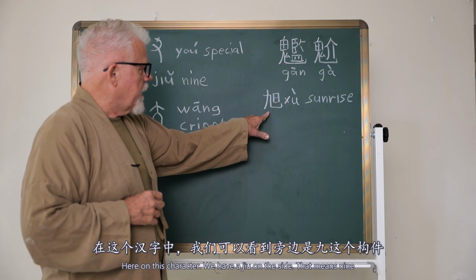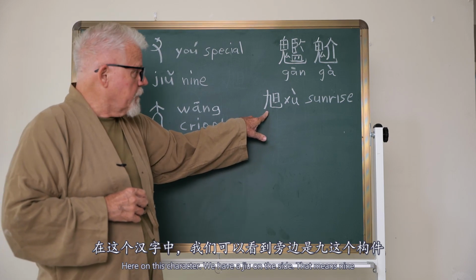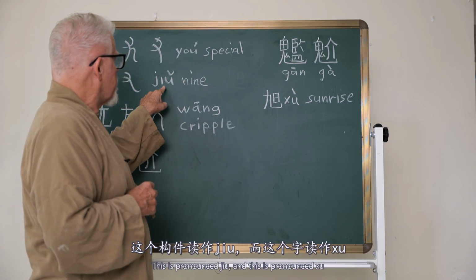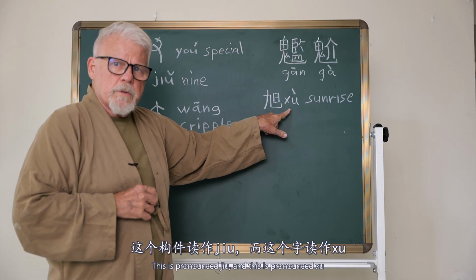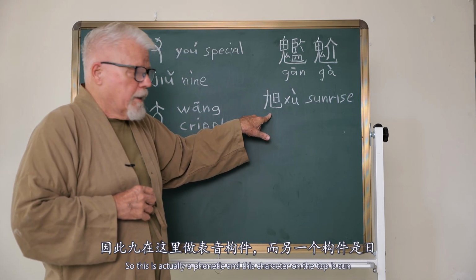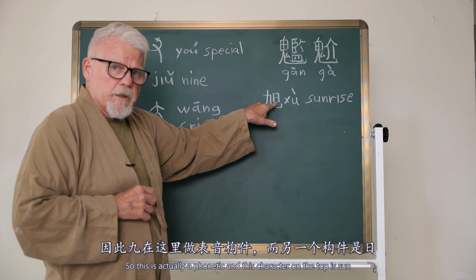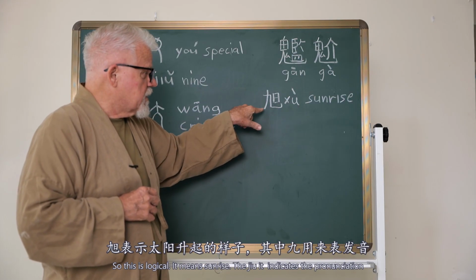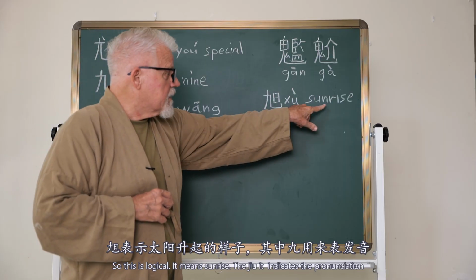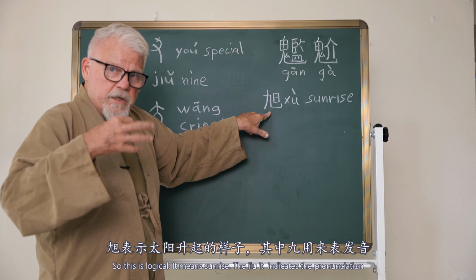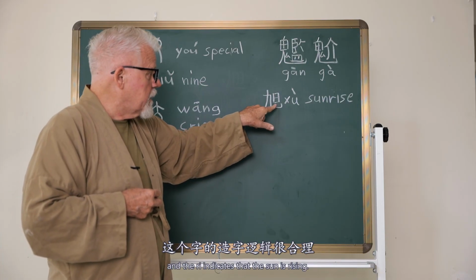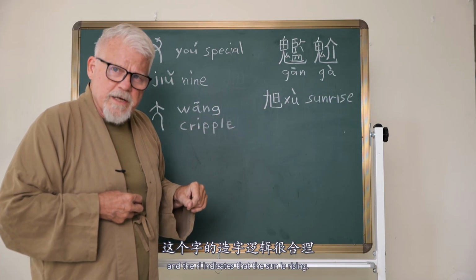Here on this character we have a jiu on the side, that means 9. This is pronounced jiu, and this is pronounced shu, so this is actually a phonetic. And this character on the top is sun, so this is logical. It means sunrise. The jiu indicates the pronunciation, and the sun indicates that the sun is rising.